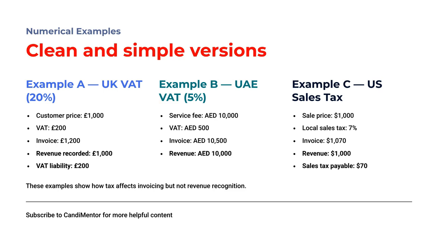Example C. U.S. sales tax. Sale price $1,000. Local sales tax 7%. Invoice $1,070. Revenue $1,000. Sales tax payable $70. These examples show how tax affects invoicing, but not revenue recognition.